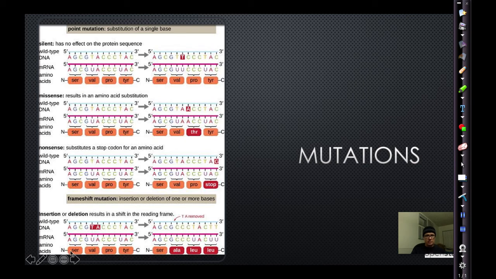So that goes from being serine, valine, proline, tyrosine to serine, alanine, leucine, leucine, because now we've changed this codon, we've changed the next codon, and we've changed the next codon because we've deleted two base pairs. So that was a deletion mutation that caused a frame shift, which then caused multiple missense mutations.